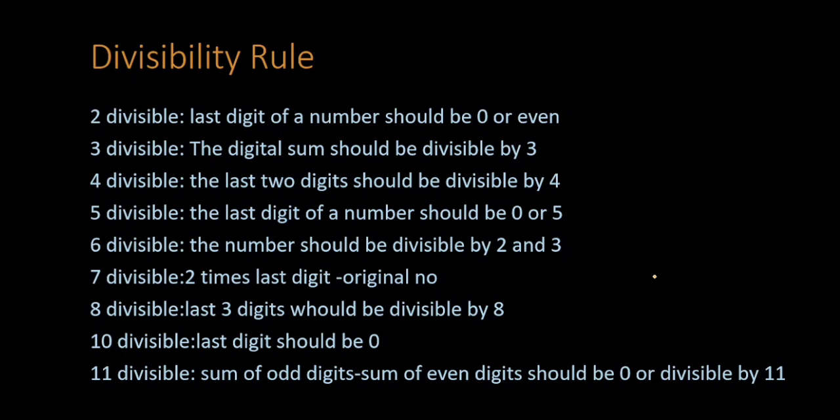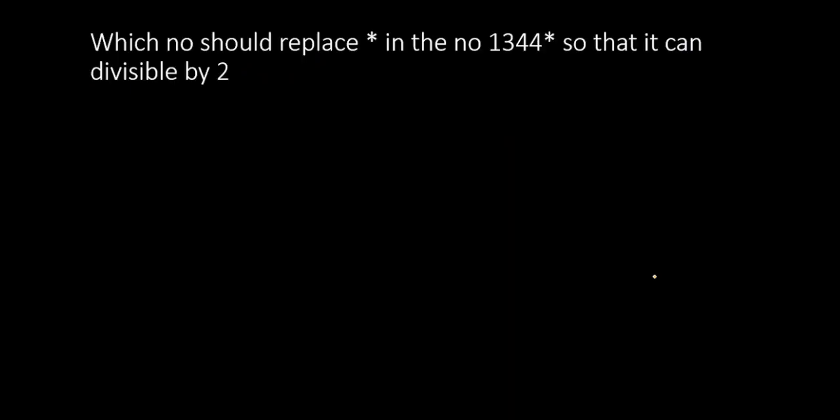When it has to be divisible by 6, we have to take the factors of 6. So, 2 and 3 are factors. So, it should be divisible by 2 and 3. And for 7, we take the last digit minus the original number, then it's 7 divisible. We call it the osculant. And for 8 divisible, the last 3 digits have to be divisible by 8. And if it is 10 divisible, the last digit should be 0. And 11 divisible means the sum of odd digits minus the sum of even digits should be 0 or divisible by 11. These are the fundamental divisibility rules which we are going to apply in the problem scenarios.